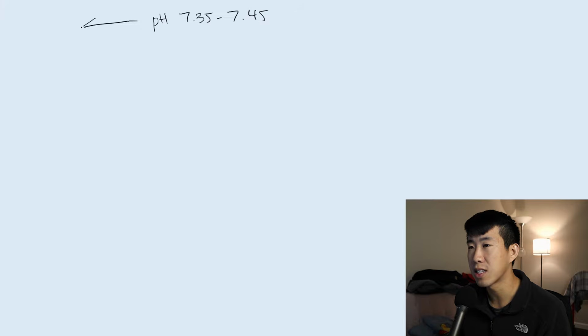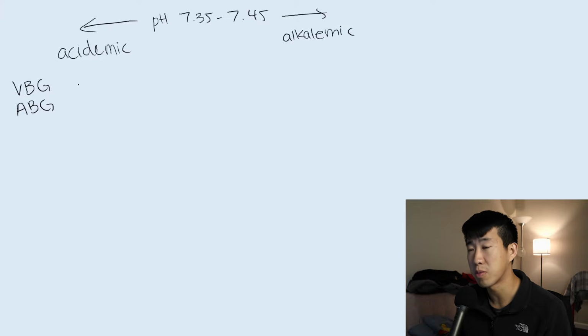If you're anywhere to the left of this, then you're going to be acidemic. And then if you're anywhere to the right of this, then you're going to be alkalemic. The way that we actually assess this in the hospital is that usually we will get a venous blood gas or an arterial blood gas, and that way we will be able to see what the pH is.